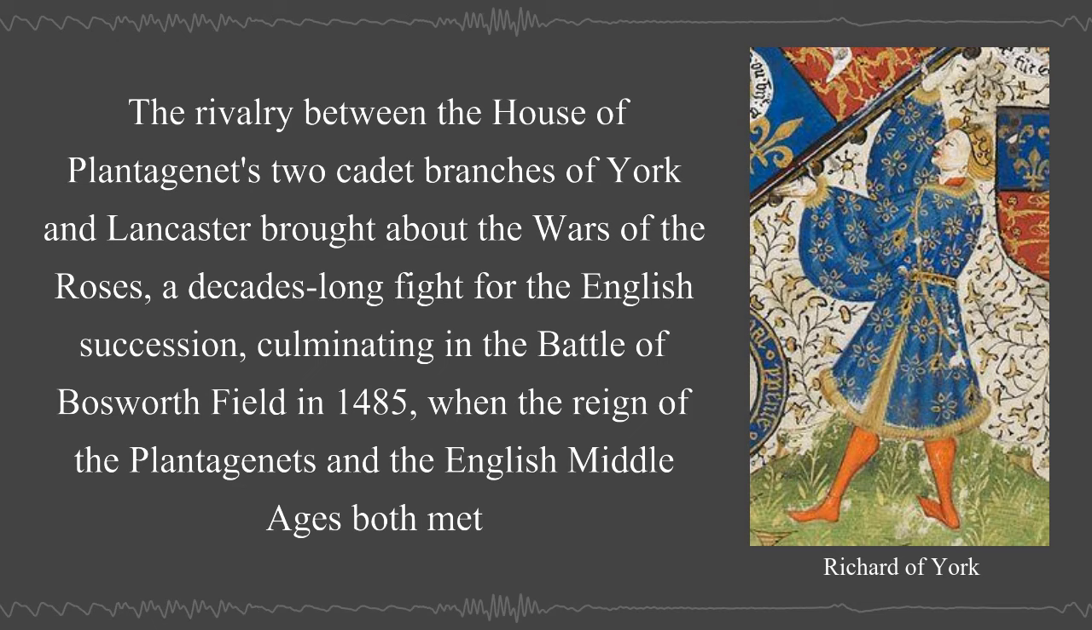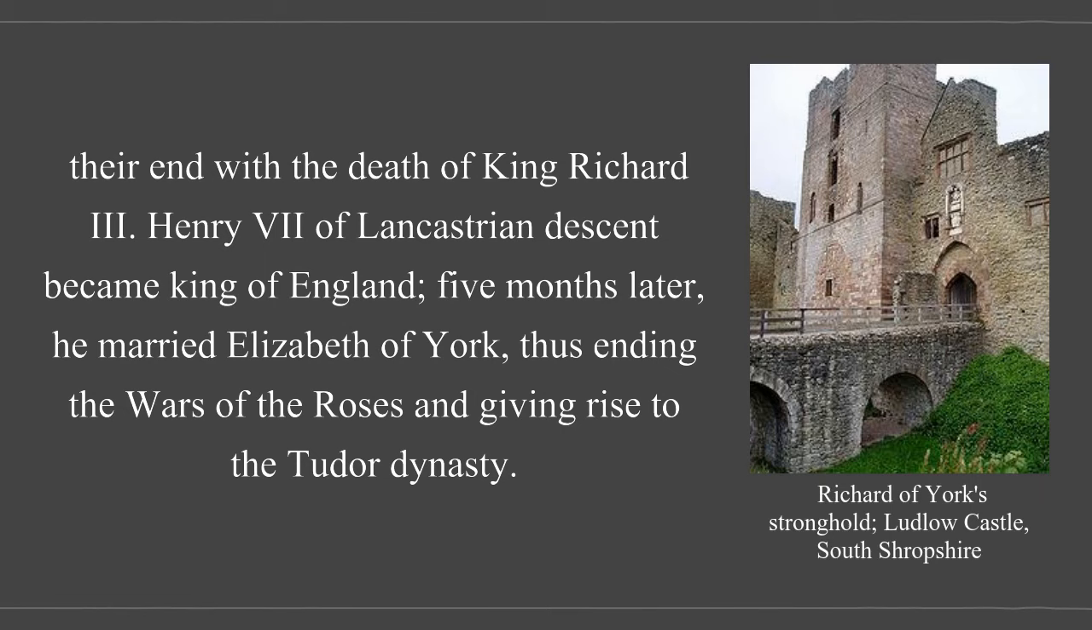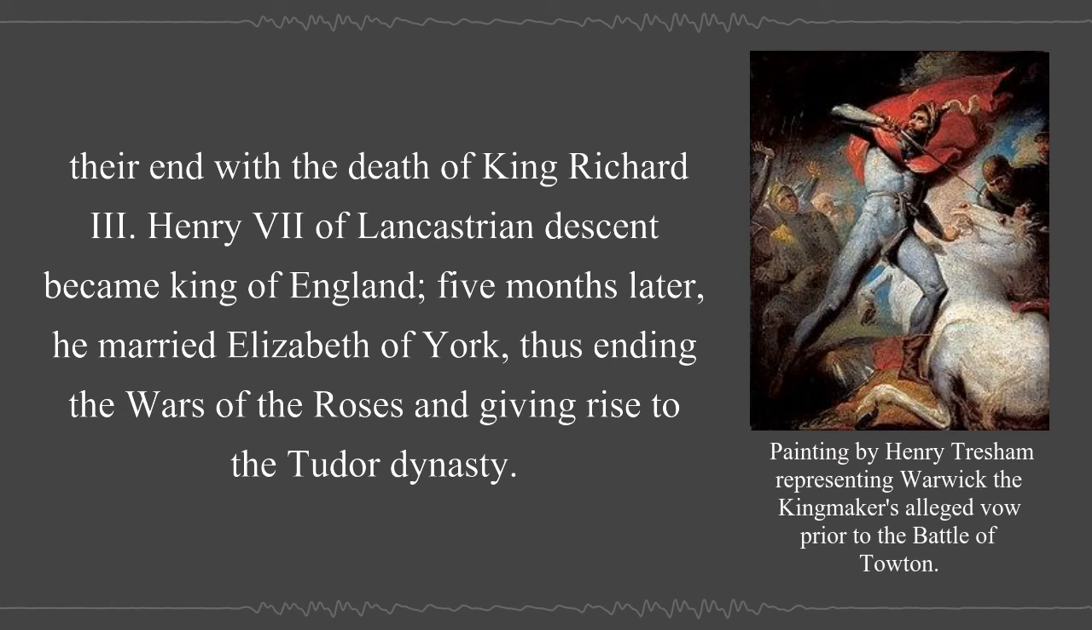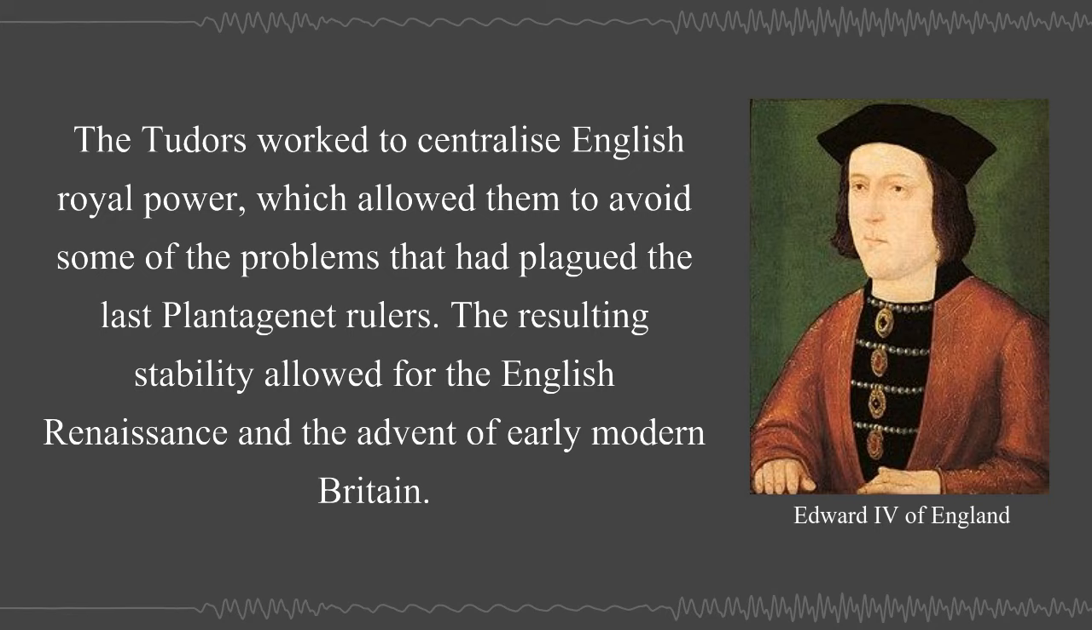their end with the death of King Richard III. Henry VII of Lancastrian descent became King of England. Five months later, he married Elizabeth of York, thus ending the Wars of the Roses and giving rise to the Tudor dynasty. The Tudors worked to centralize English royal power, which allowed them to avoid some of the problems that had plagued the last Plantagenet rulers. The resulting stability allowed for the English Renaissance and the advent of early modern Britain.